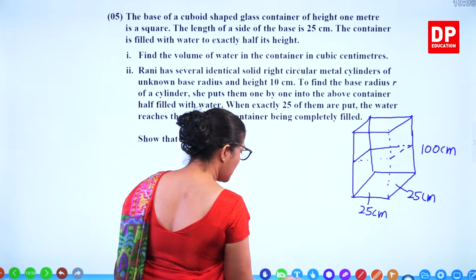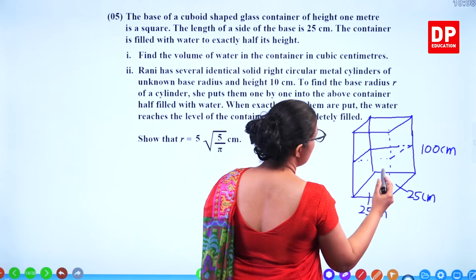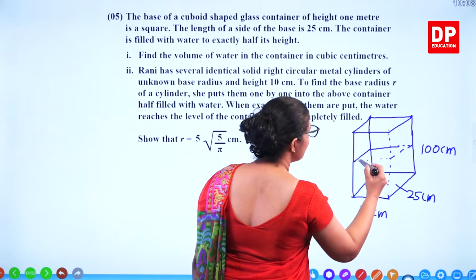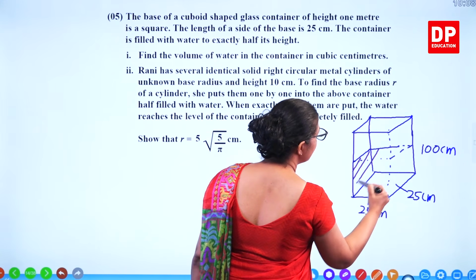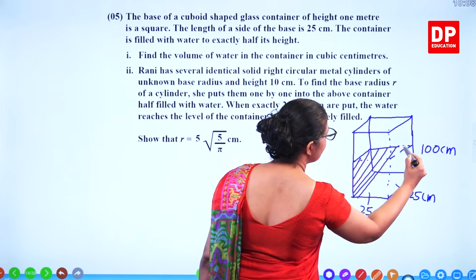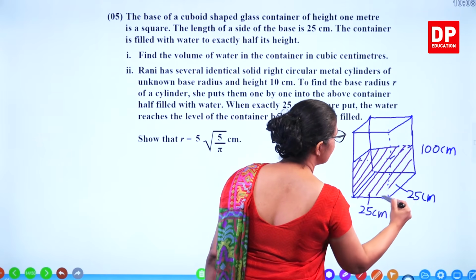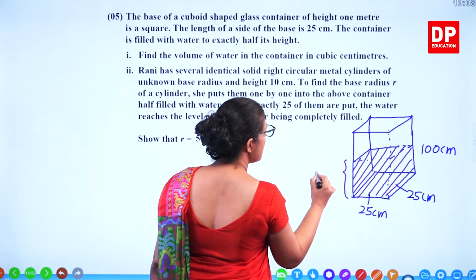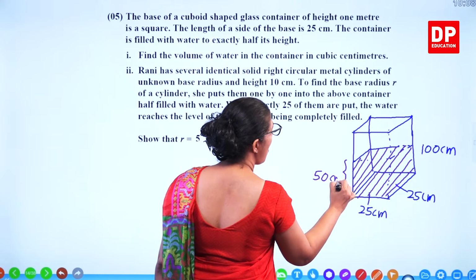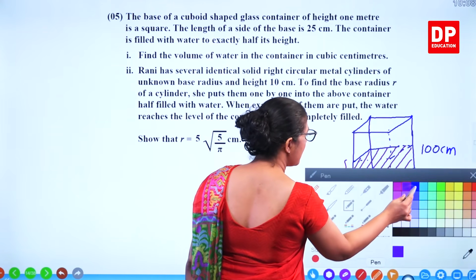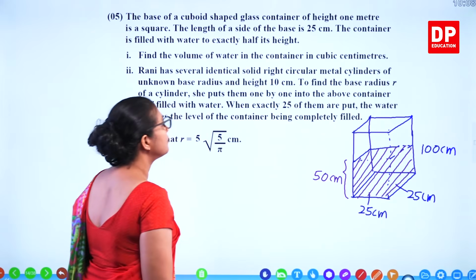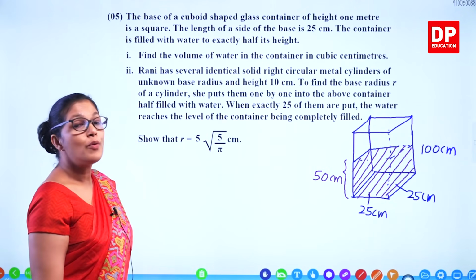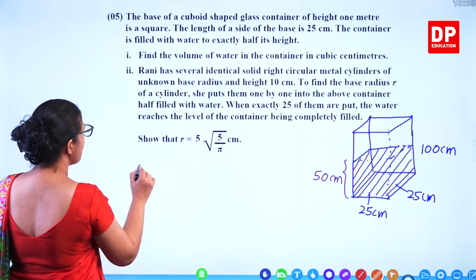So we'll take this level. So this part is filled with water. That's 50 centimeters because it says half of the container. Find the volume of water in the container in cubic centimeters. So that's the first part.